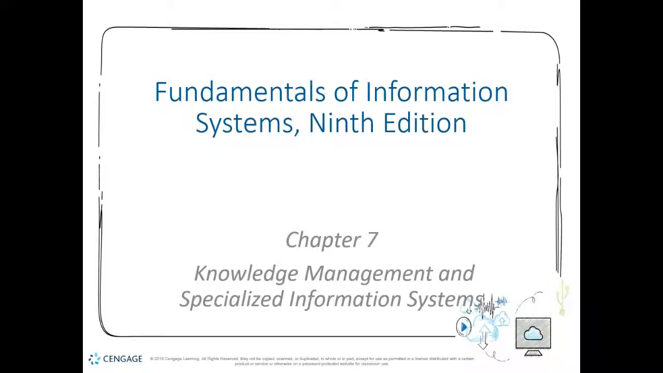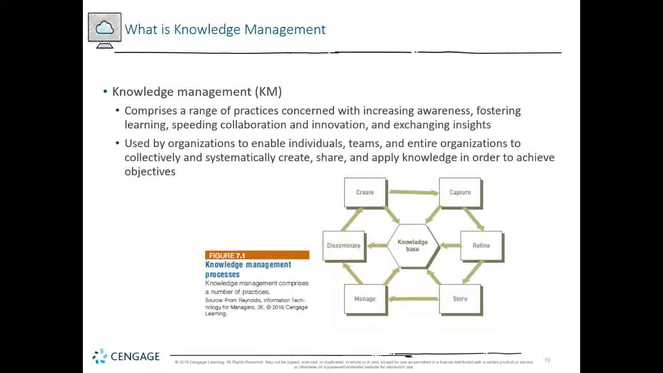Fundamentals of Information Systems, 9th edition, Chapter 7, Knowledge Management, Specialized Information Systems. What is knowledge management? Knowledge management, KM, comprises a range of practices concerned with increasing awareness, fostering learning, speeding collaboration and innovation, and exchanging insights. Used by organizations to enable individuals, teams, and entire organizations to collectively and systematically create, share, and apply knowledge in order to achieve objectives. Figure 7.1, Knowledge Management Processes.